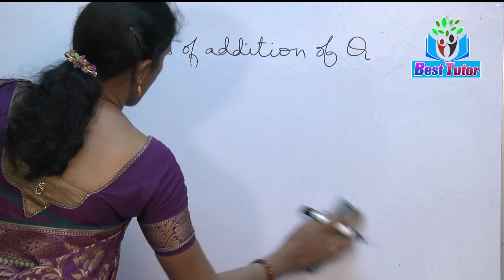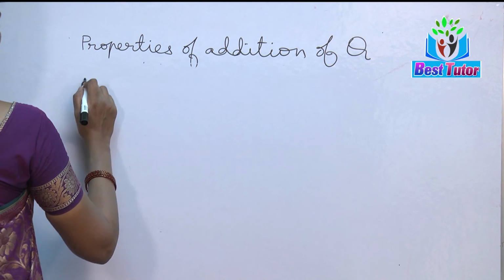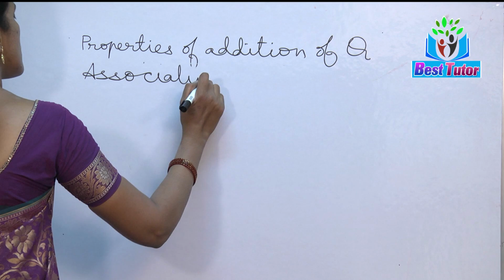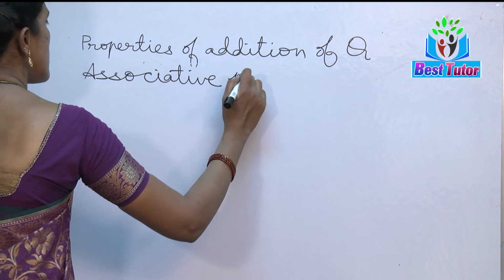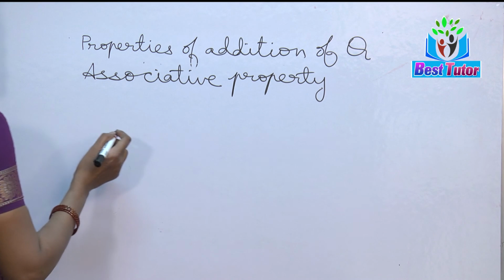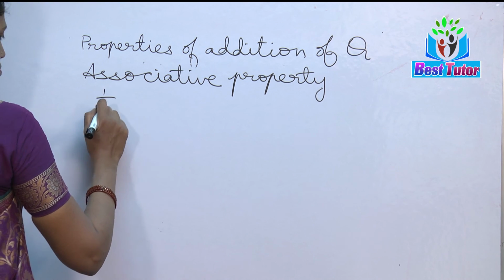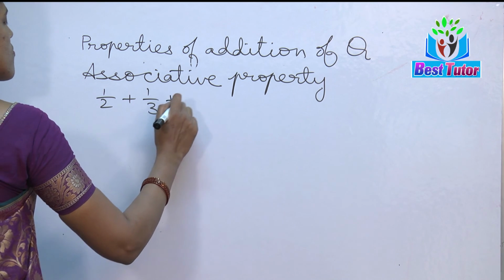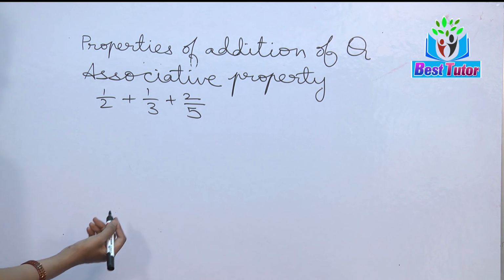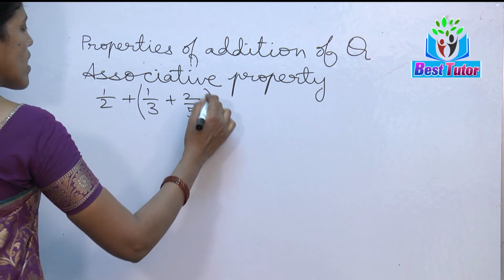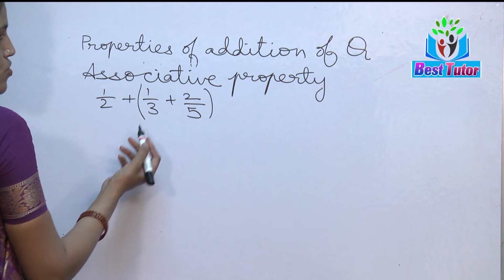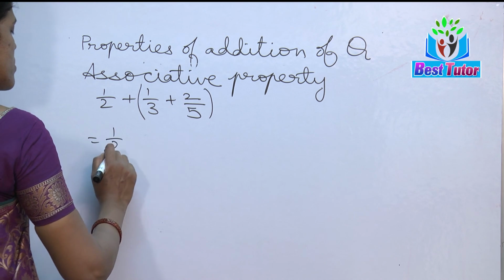Moving on to the next property. The third one is associative property. The word associative means grouping. I have to add these three rational numbers. I would like to group these two, add these two rational numbers and add 1 by 2 to the answer. Let us see what is going to be the solution.